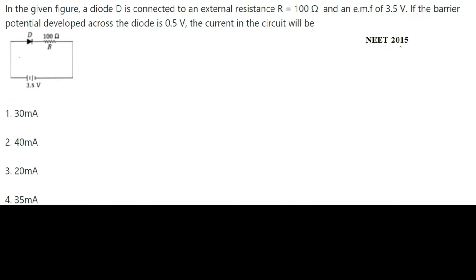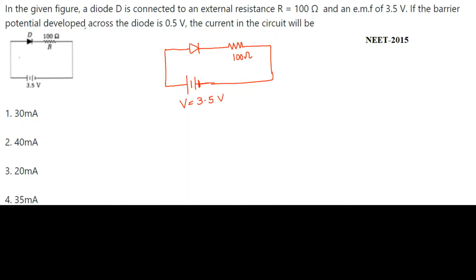So this is the question asked in NEET 2015. Let us see what the question is. In the given figure, a diode D is connected to an external resistance of 100 ohms, and also to an EMF battery. What is the voltage of the battery applied? Here he has mentioned 3.5 volts.